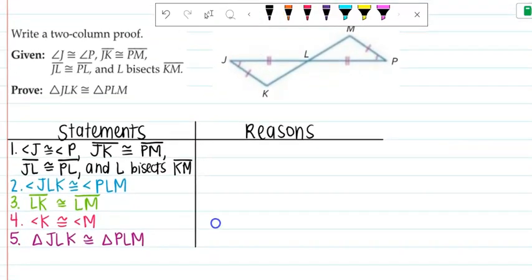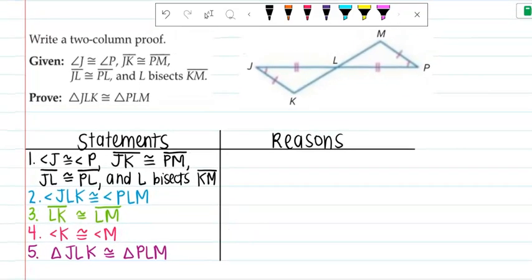All right, let's do one more just for some good practice. Okay, so we have write a 2-column proof. Okay, we've already had our statements. I already labeled the statements and the reasons. Okay, let's make sure that all of our given is labeled and listed. So J is congruent to P, that was part 1. J and P both have an arc, that's perfect. We have JK is 1 tick mark, PM is 1. JL is 2 tick marks, PL is 2 tick marks.